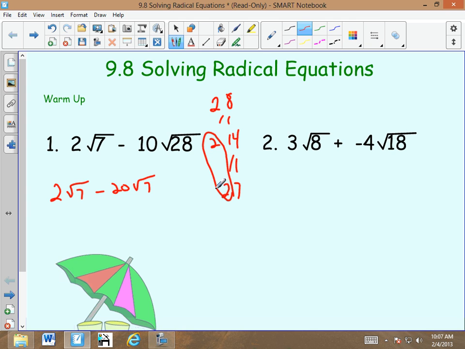How did I get minus 20? Well, these two 2's come out. 2 times 10 is 20. 10 is negative, so it's negative 20. We've discussed that ad nauseum in class, okay? Negative 18 square root 7.